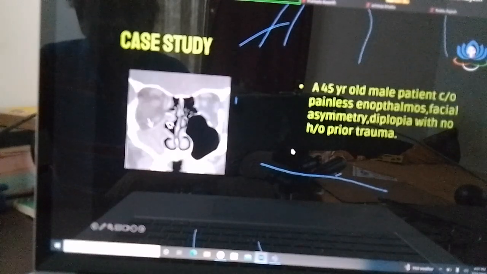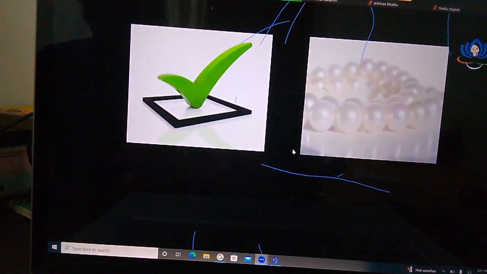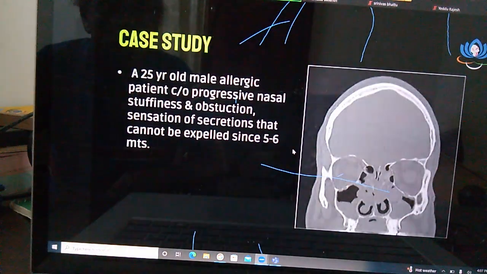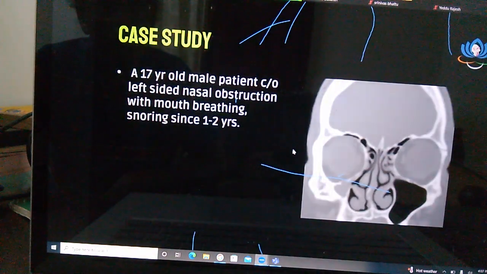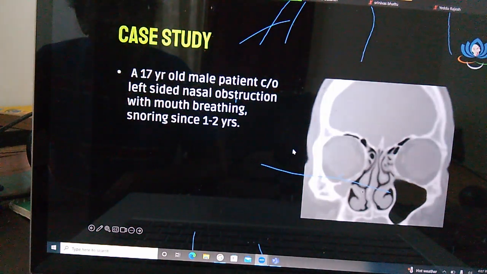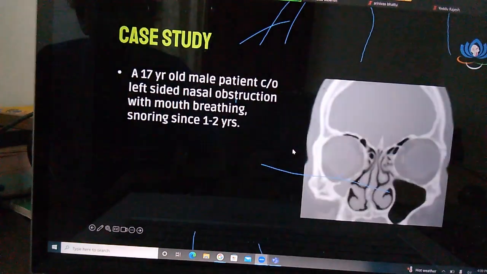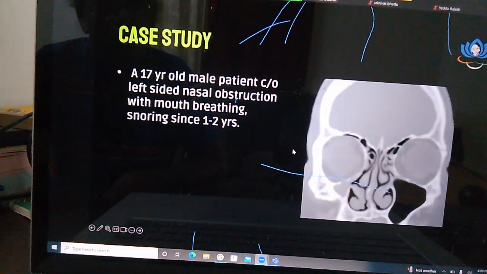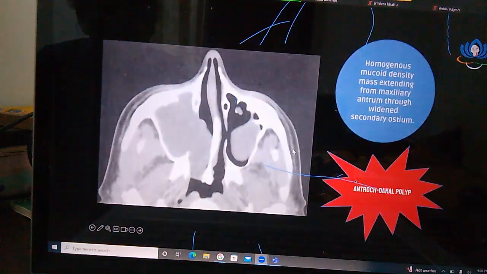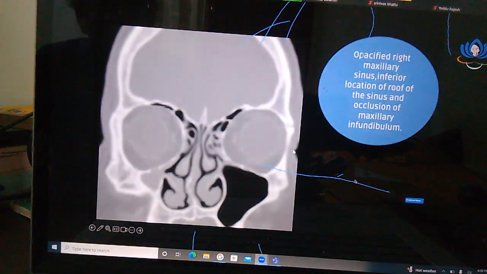Okay, and examination. Actually, this picture was supposed to come here, but somehow it went there. Okay, no problem. Yeah, this picture was supposed to be here. This patient also had unilateral enophthalmos. Okay, and on examination, he had a small maxillary sinus. Okay, yeah, this is the one.